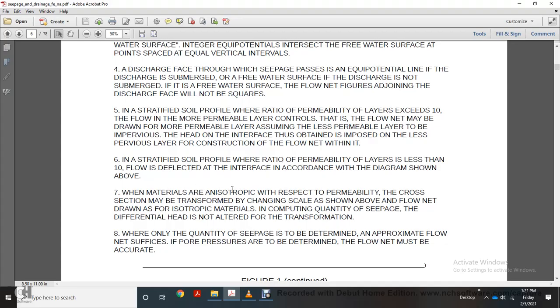When the materials are anisotropic with respect to permeability, the cross section may be transformed by changing scale, as shown above, in the flow net drawings of the isotropic material for computing the quantity of seepage. The differential head is not altered by the transformation. Where only the quantity of seepage is to be determined, an approximate flow net suffices, but where pore pressures are to be determined the flow net must be accurate.